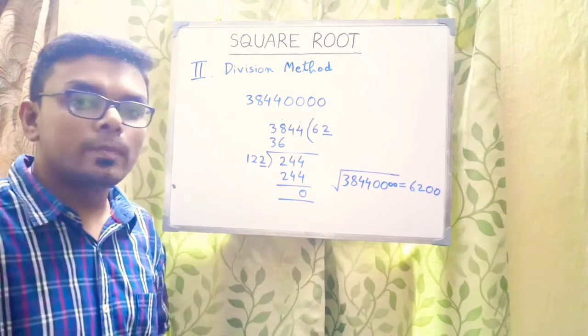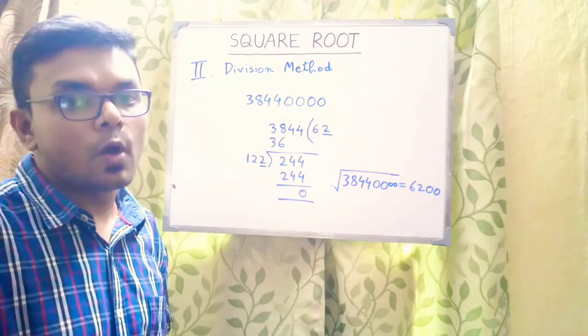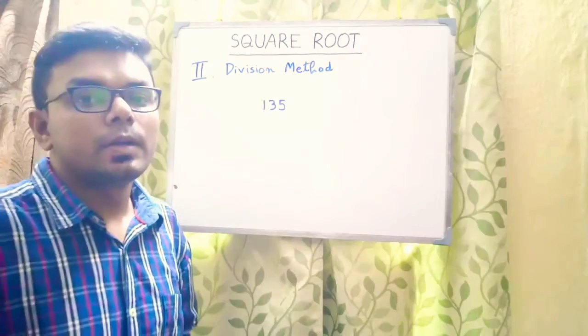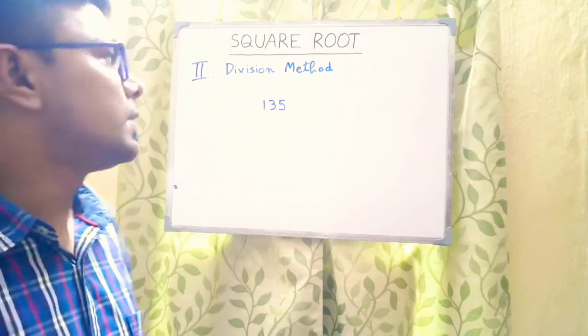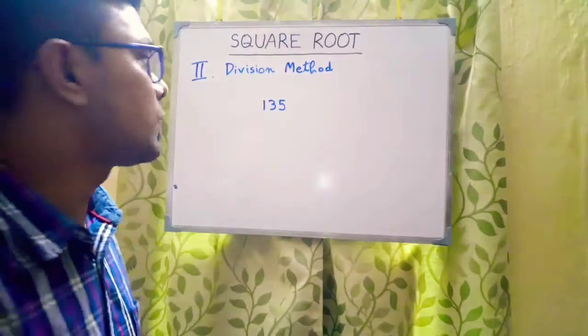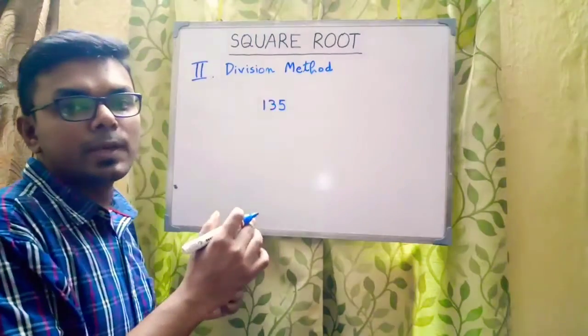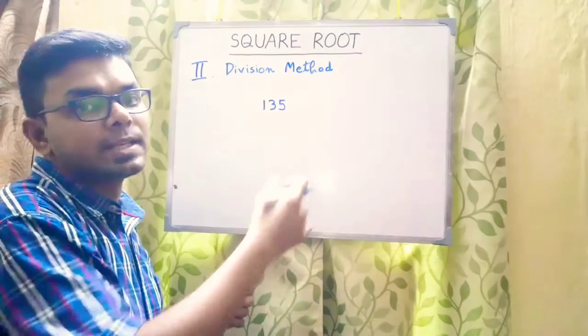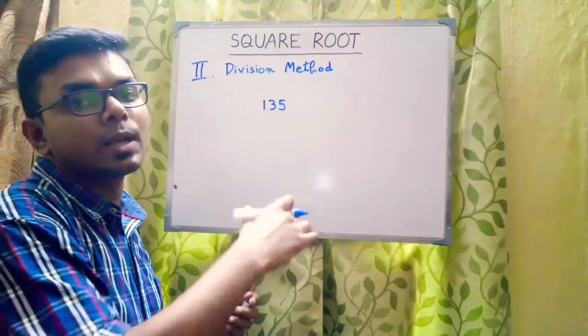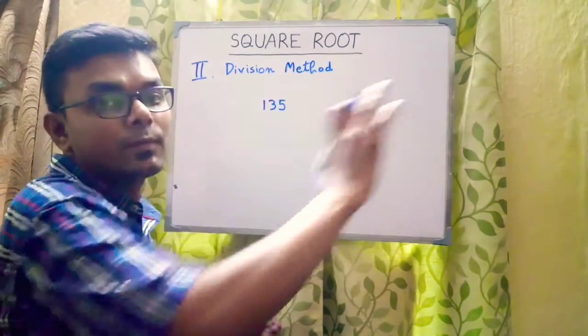Now I'll be showing you how to find square roots of non-perfect squares. Now we are here with the number 135, which is not a perfect square. So let's see how to find the square root of this. Let me tell you in the beginning, the square root of this number will be an irrational number, that is a non-recurring, non-terminating decimal, so the process will never end.